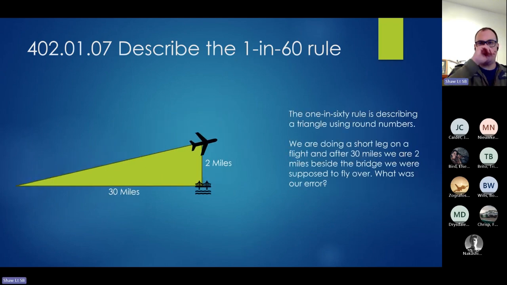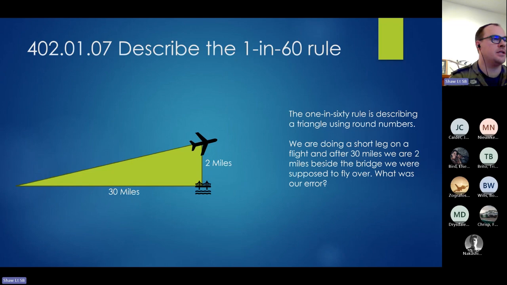Short leg on a flight, and after 30 miles, we're 2 miles beside the bridge we were supposed to fly over. So what's our error? This is half the distance, but it's double the error that we're kind of used to seeing, right? There's a couple different ways that we can go about this. If I were to extrapolate this to 60 miles to make it the 1 in 60 rule, it'd probably be 4 miles off course. So it'll be 4 degrees.